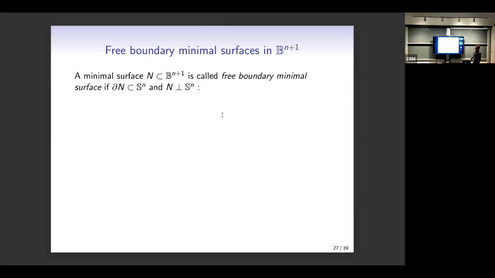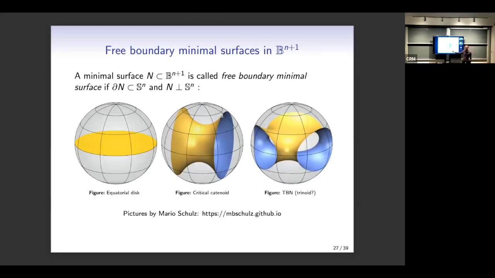And you have a connection to minimal surfaces, where now the corresponding objects are not just minimal surfaces in the sphere, they are minimal surfaces in balls which are orthogonal at the boundary to the sphere. So it's a minimal surface in the ball such that its boundary is in the boundary of the ball. And moreover, it meets the boundary orthogonally. Actually the picture on my introductory slide was an example of that. But let me show you some other examples. The most naive one is the equatorial disk. The equatorial disk intersects the sphere at the equator and intersects it orthogonally, right? So you have a disk and then the sphere meets it like this, at a right angle.